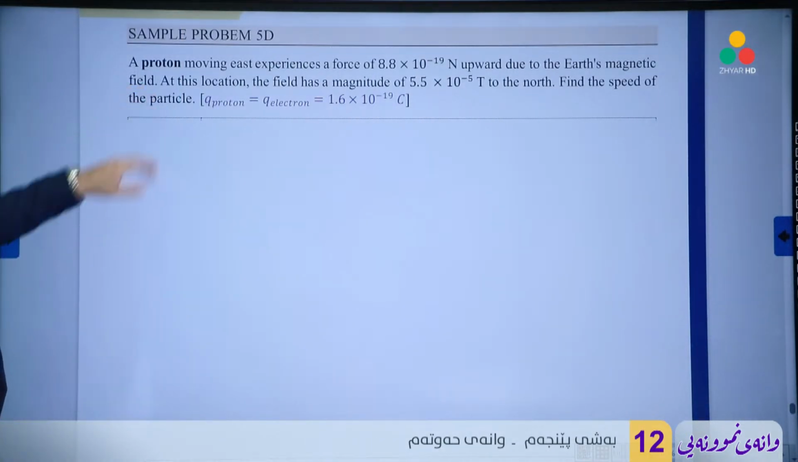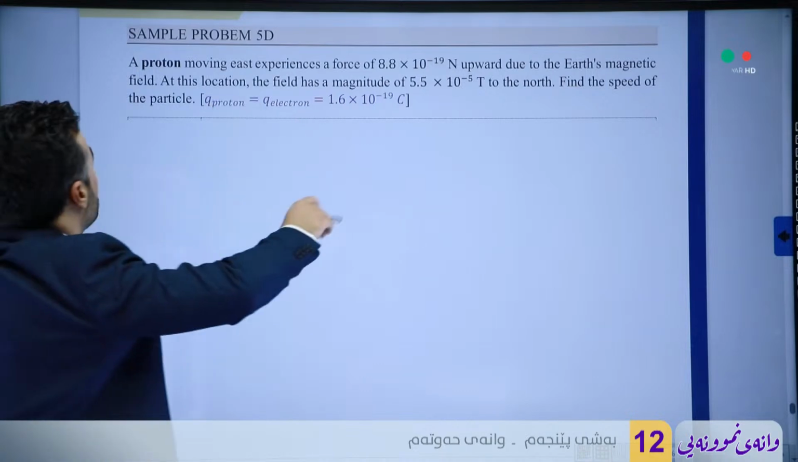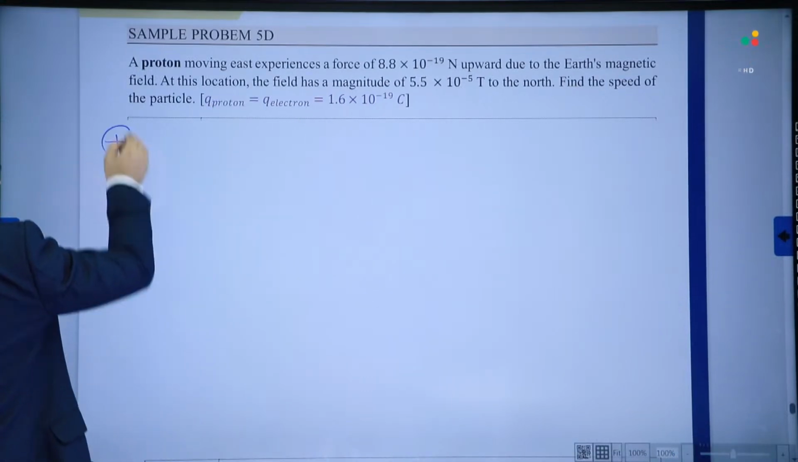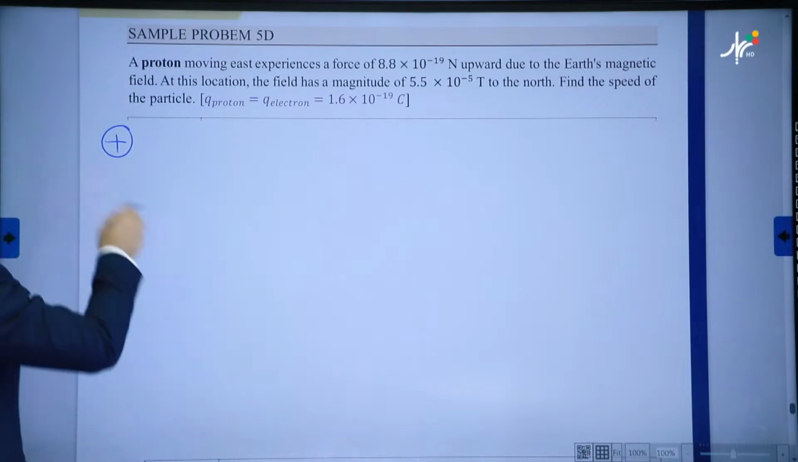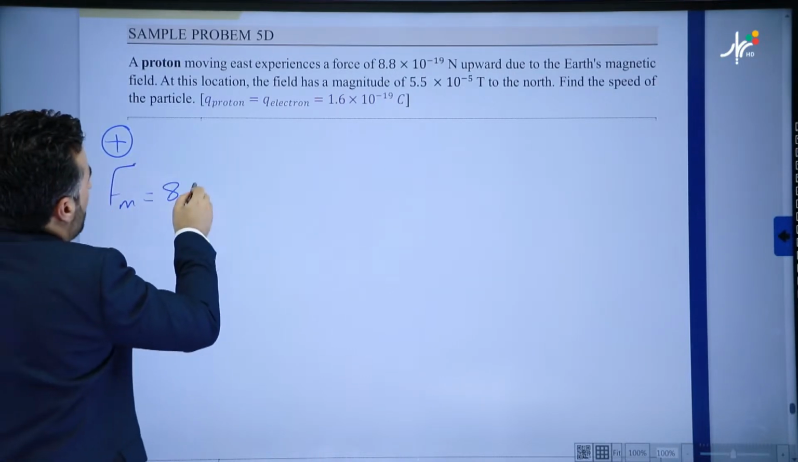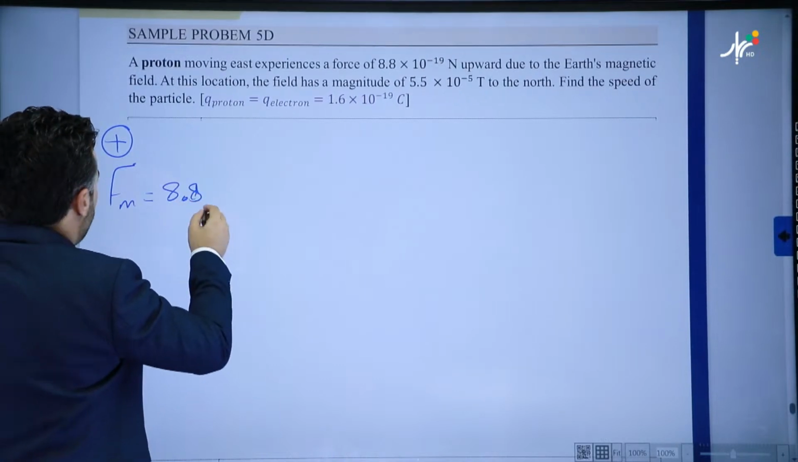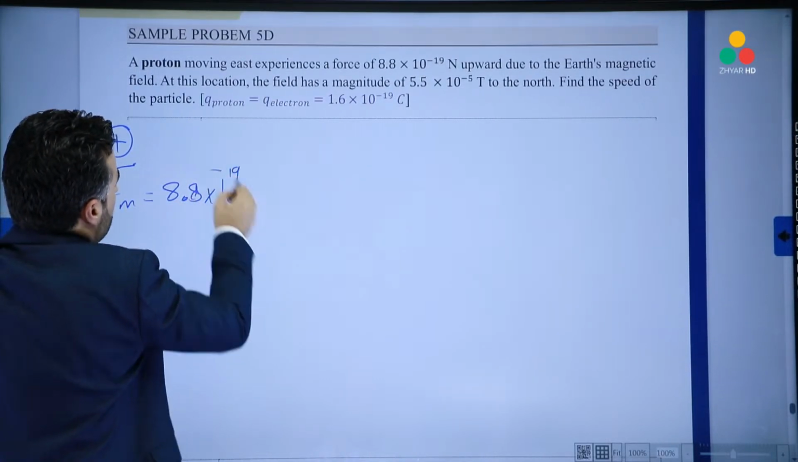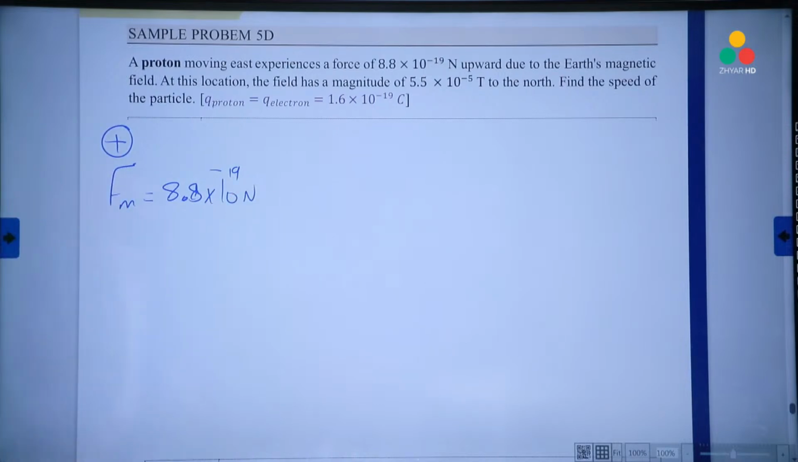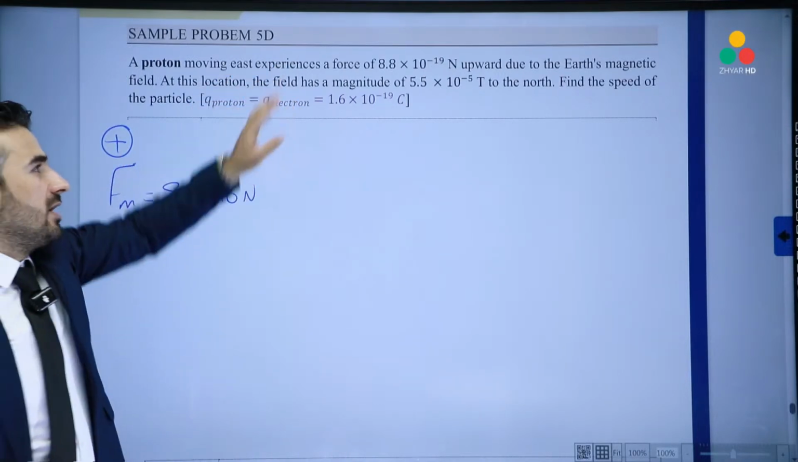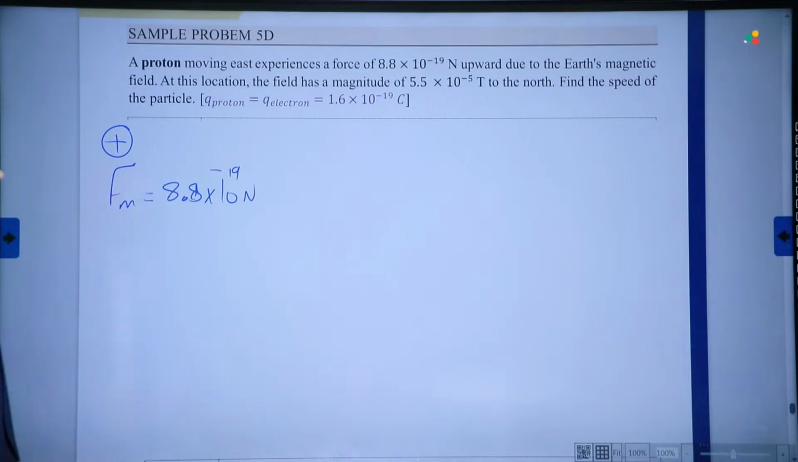Okay, so take a look here. It says a proton moving and all that. We talked about the direction. So let me just redo this real quick. We have a proton, okay, so a positive charge. It says experience a force. So we have a force, we can say magnetic force, which is basically 8.8 times 10 to the power negative 19 Newton. That is for this upward. We don't care about the direction at this point here.